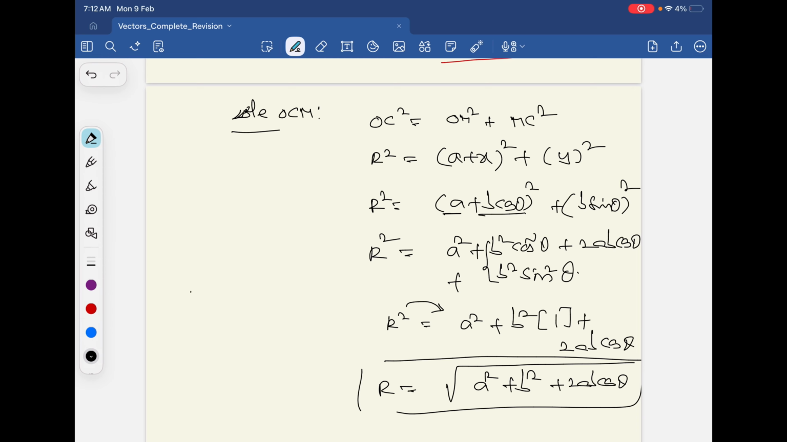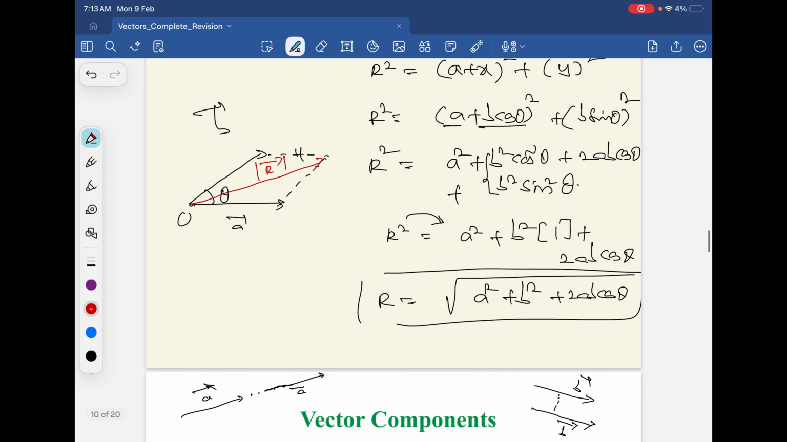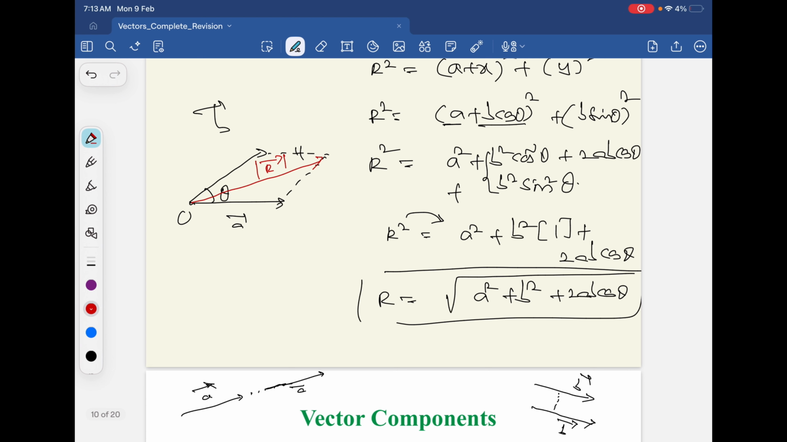Now summary: when this vector is A bar and this vector is B bar, and the angle is theta, you form a parallelogram, parallel to A, parallel to B. Resultant is given by what? The diagonal passing through the common vertex. This is R bar. Its magnitude is R equal to root of A square plus B square plus 2AB cos theta. Okay, so now here we can talk about cases.